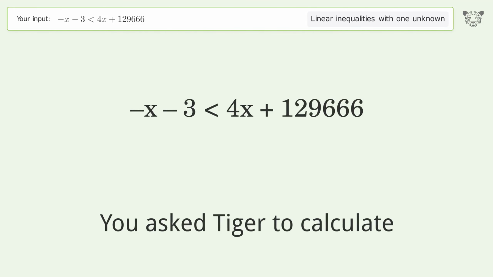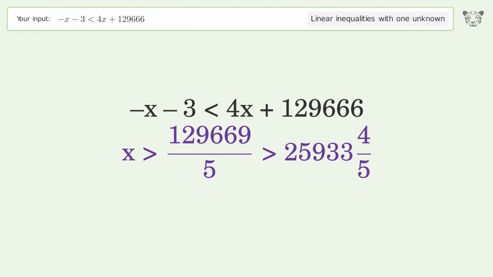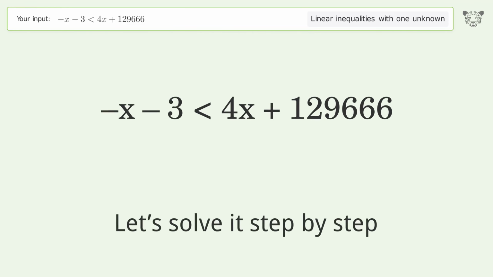You ask Tiger to calculate. This deals with linear inequalities with one unknown. The final result is x greater than negative 129,669 over 5 greater than negative 259,334 over 5. Let's solve it step by step.